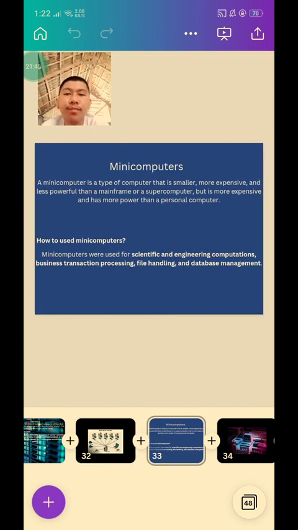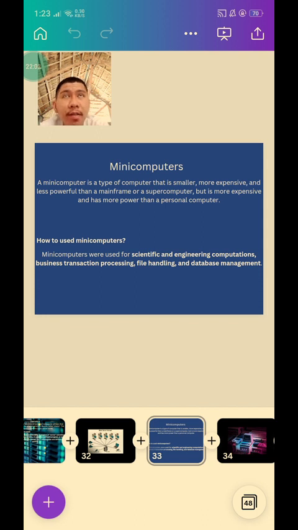Mini computers. A mini computer is a type of computer that is smaller, less expensive, and less powerful than a mainframe or supercomputer, but is more expensive and has more power than personal computers.